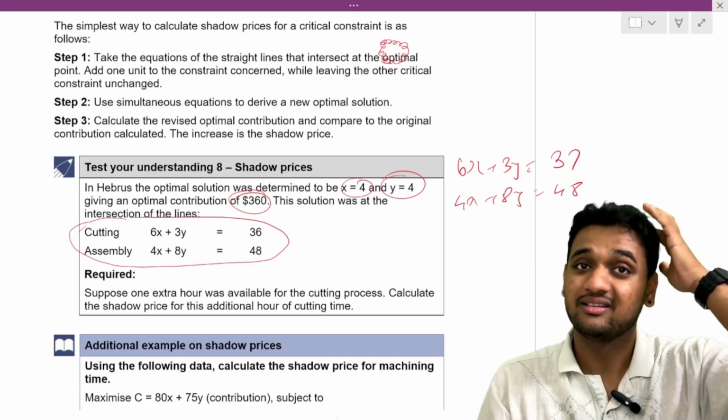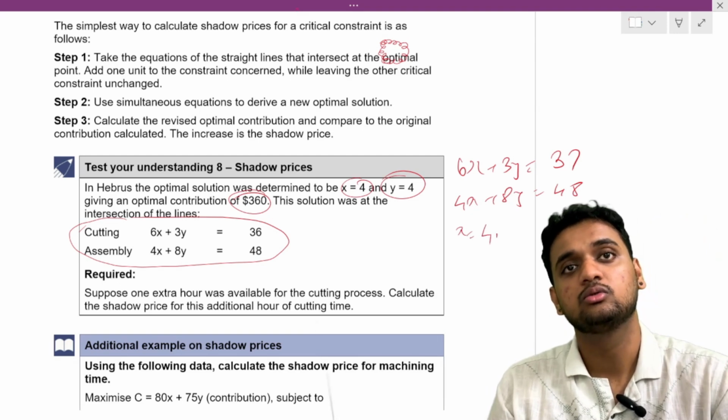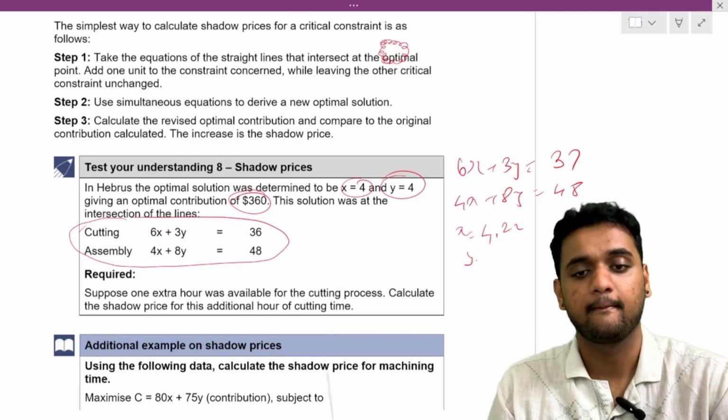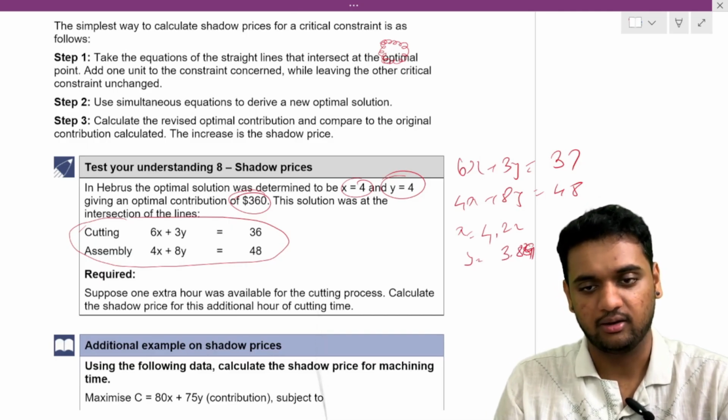Take 2 decimals: x is 3.89 and y is 4.22. Okay.